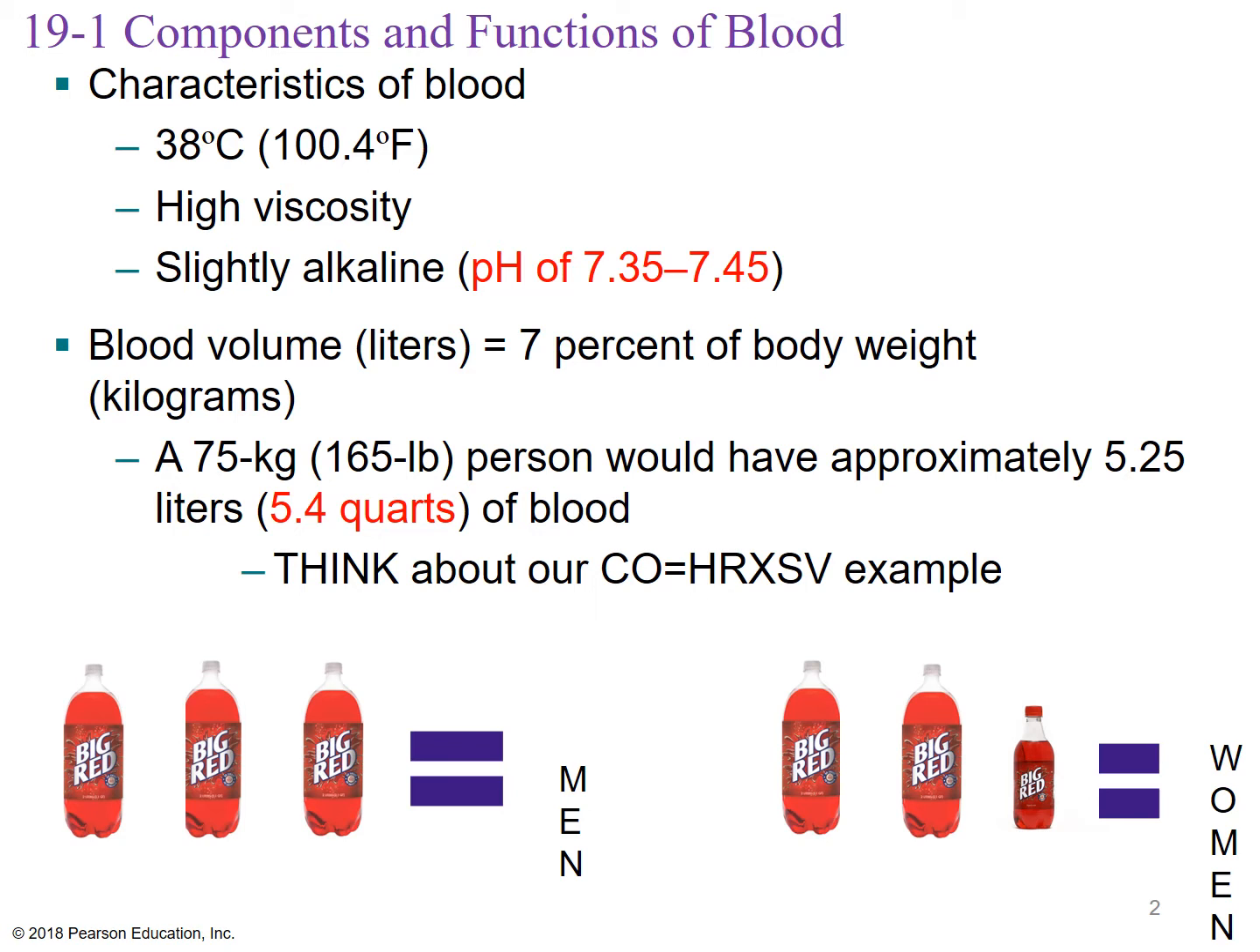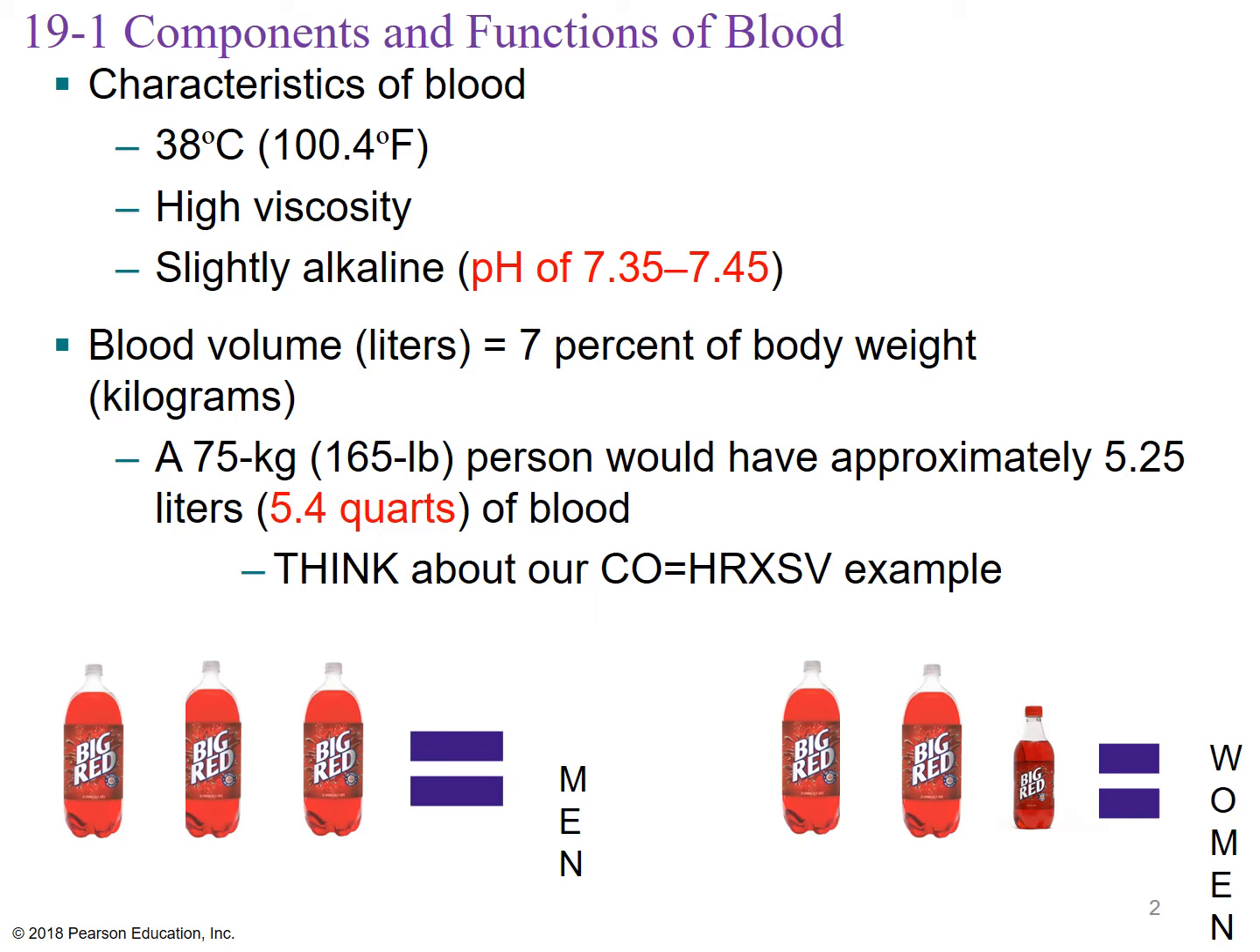In regards to volume, this is about 7% of the body weight. On average, you can think about somewhere between 5 to 6 liters of blood in a person. So males are going to have a higher amount than females. So I put the little big reds down there so that you can remember: in males, that's a 2 liter of big red, so we've got about 6 liters, whereas in females, we've got about 5 liters.